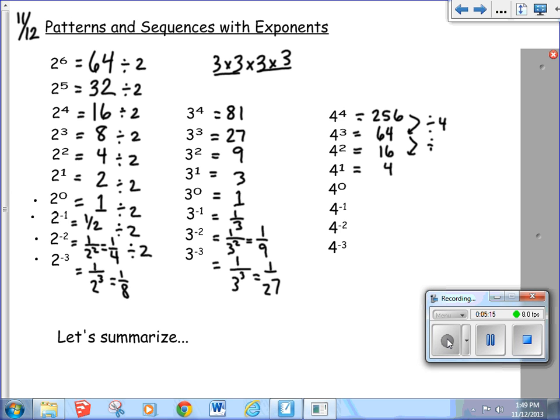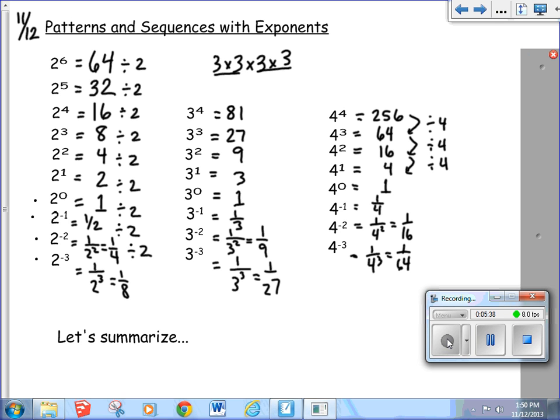I always have one less factor of 4. So you can see here that 4 to the 0, 4 divided by 4, is also 1. And if we keep going, we get 1 over 4, 1 over 4 to the second, which is 1/16, and 1 over 4 to the third, which is 1/64.